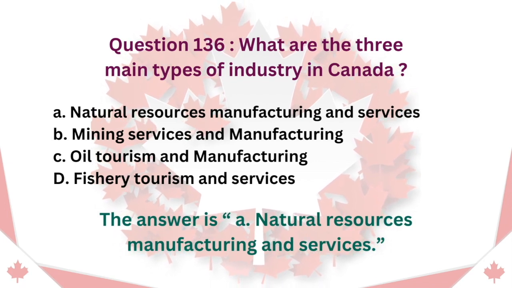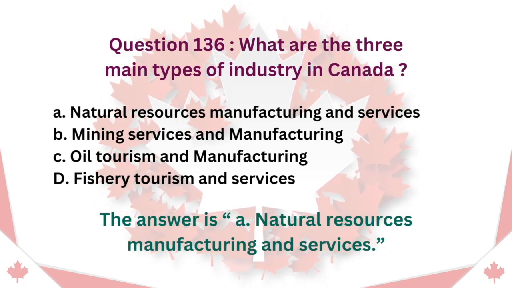Question 136. What are the three main types of industry in Canada? A. Natural resources, manufacturing, and services. B. Mining, services, and manufacturing. C. Oil, tourism, and manufacturing. D. Fishery, tourism, and services. The answer is A. Natural resources, manufacturing, and services.